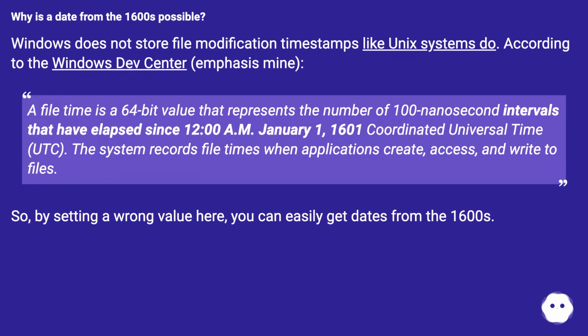Why is a date from the 1600s possible? Windows does not store file modification timestamps like Unix systems do. According to the Windows Dev Center, emphasis mine, a file time is a 64-bit value that represents the number of 100 nanosecond intervals that have elapsed since 12 a.m. January 1st, 1601 Coordinated Universal Time, UTC. The system records file times when applications create, access, and write to files. So, by setting a wrong value here, you can easily get dates from the 1600s.